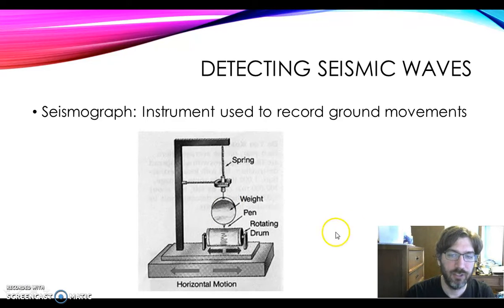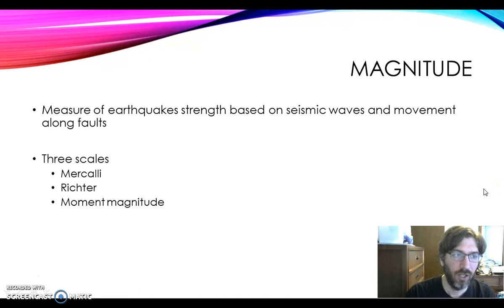So once we have that seismograph, what do we do with that information? Well, we're going to record magnitude. Magnitude is a big fancy word for strength. How much strength did that earthquake have? So we're going to measure the earthquake strength based on these seismic waves that it produces, so these S and P waves that come up. We're going to measure how much they shook the earth where that seismograph is, and we're going to assign a magnitude to it.